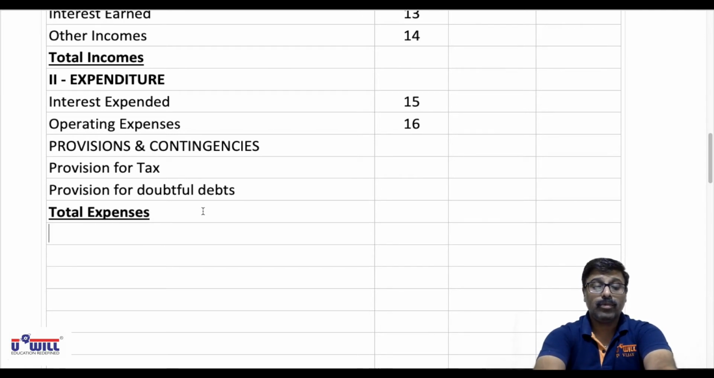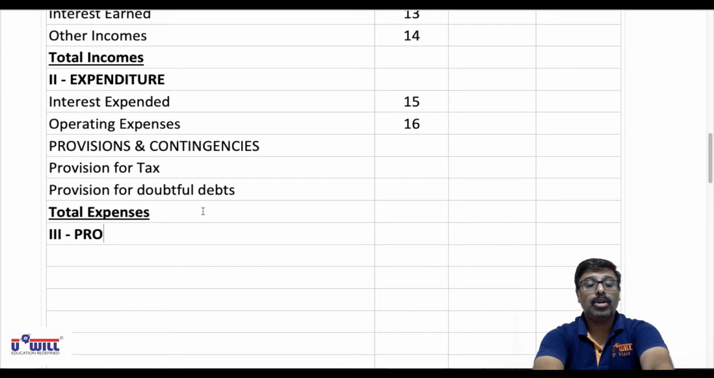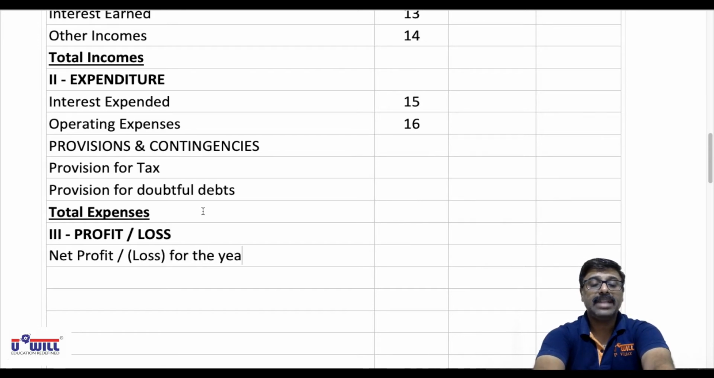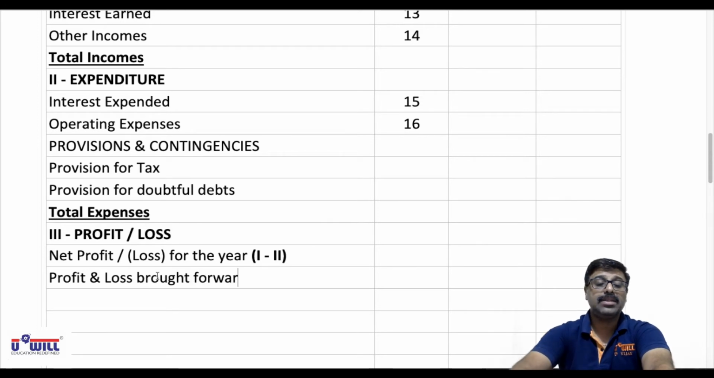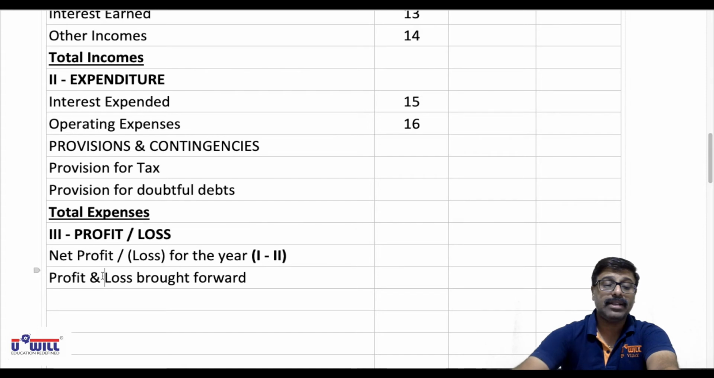Then the third item we will provide is profit or loss. Within that, we will have net profit or loss. Loss we shall show in bracket for the year. That would be obtained as we have studied earlier, 1 minus 2. Then after net profit or loss for the year, we'll add profit and loss brought forward, means the opening balance of profit and loss account. That is not given in the question. If given, we would have added. Then we'll again get the total.